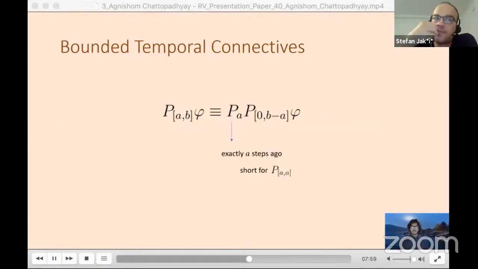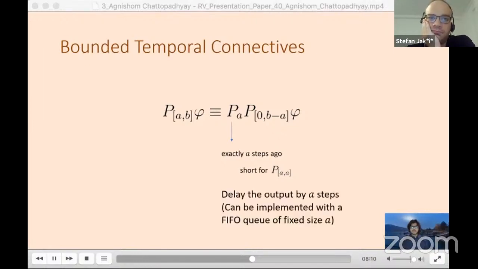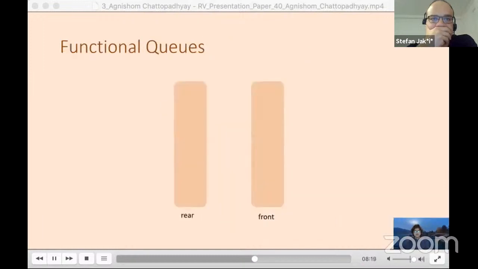Turning our attention to bounded temporal connectives, we see that they can be decomposed in the following way. Here, P sub A is short for P at A, which indicates what happened exactly A steps ago. We can simulate the behavior of P sub A using a queue of fixed size A, which emits the enqueued values after A steps. In Cork, which is a functional programming environment, reasoning with stacks or functional lists is easier. We use two stacks to emulate a queue. We call one of them rear and one of them front.